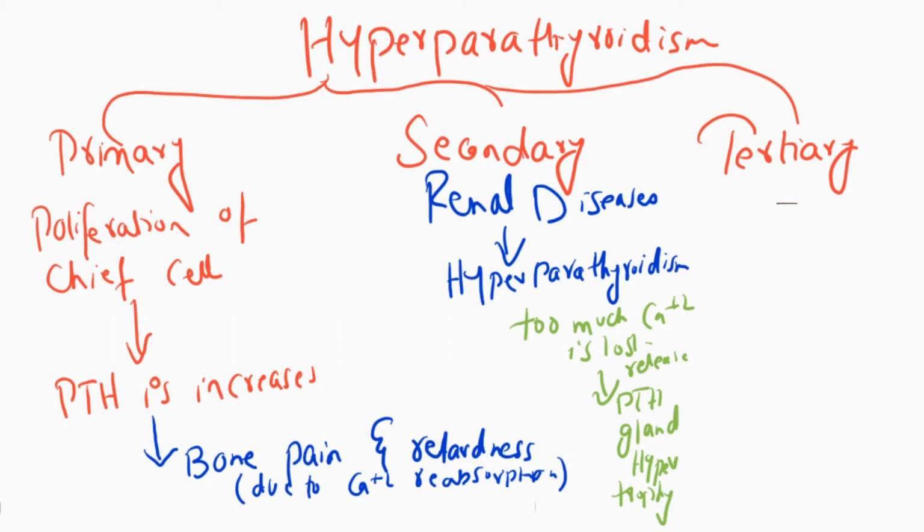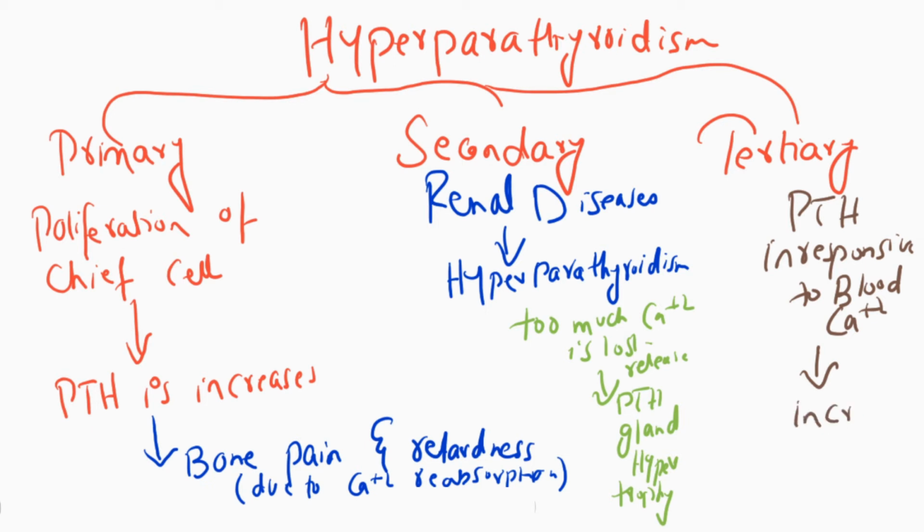In tertiary hyperparathyroidism, the parathyroid gland is unresponsive to blood calcium, and this results in increased release of parathyroid hormone.